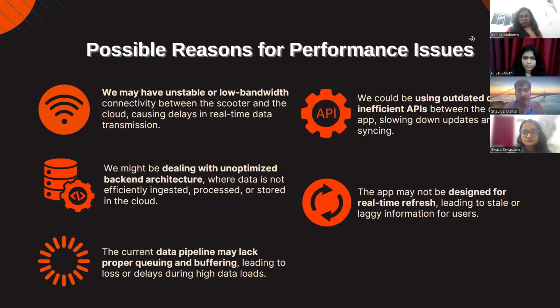We might be dealing with unoptimized backend architecture where data is not efficiently ingested, processed, or stored in the cloud. The current data pipeline may lack proper queuing and buffering, leading to loss or delays during high data loads. We could be using outdated or inefficient APIs between the cloud and app, slowing down updates and syncing. The app may not be designed for real-time refresh, leading to stale or laggy information for users.